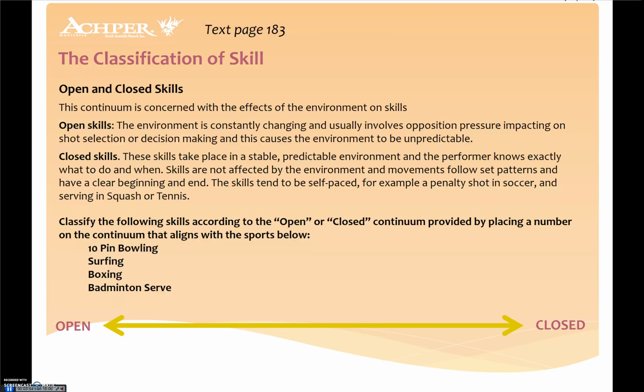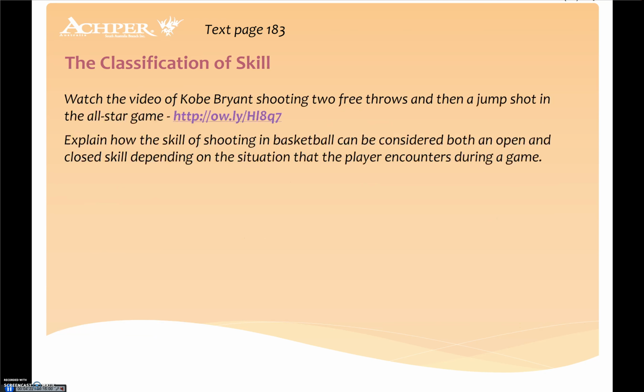So we have an example down the bottom. Classify the following skills according to open or closed by placing a number on the continuum. We have boxing being very open, surfing being very open, badminton serve being quite closed, and 10-pin bowling where you control the pace internally, whereas externally in surfing and boxing you're against an opponent which is unpredictable.